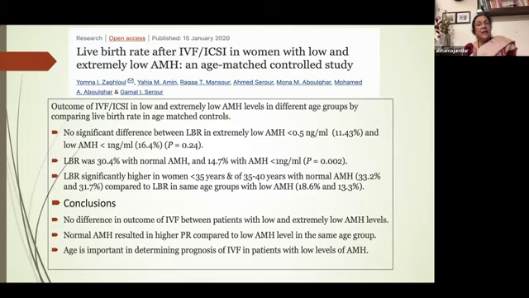And the other one was age match, AMH is low. Pregnancy rate, if same, whether the girl is 25 years old, 35 years old, or 40 years old. So conclusion was no difference in outcome of IVF between patients with low and extremely low AMH level in age matched controls compared to low AMH in the same age group. Age is important in determining prognosis of IVF in patients with low levels of AMH. So these are such important studies which give us so much of serious thought.